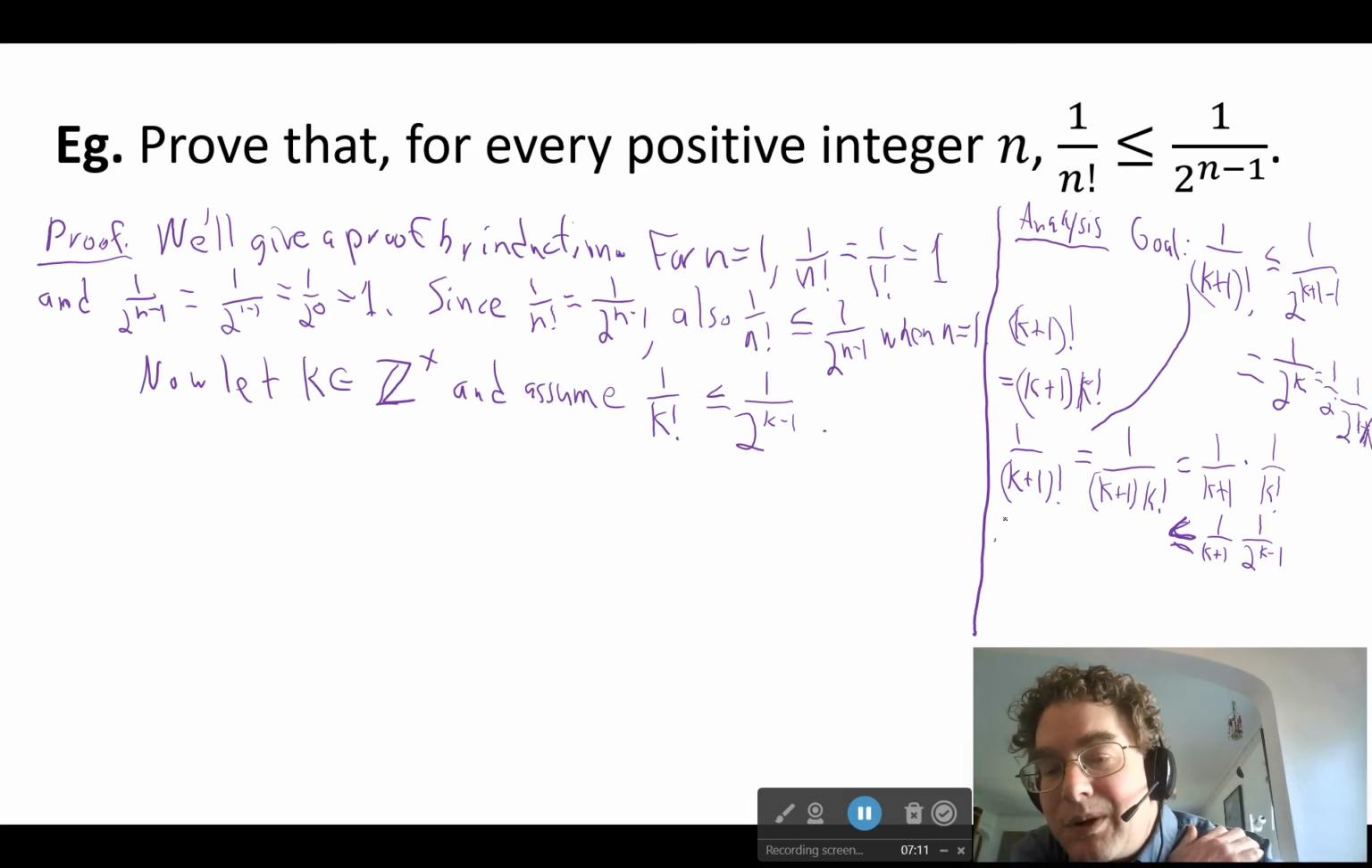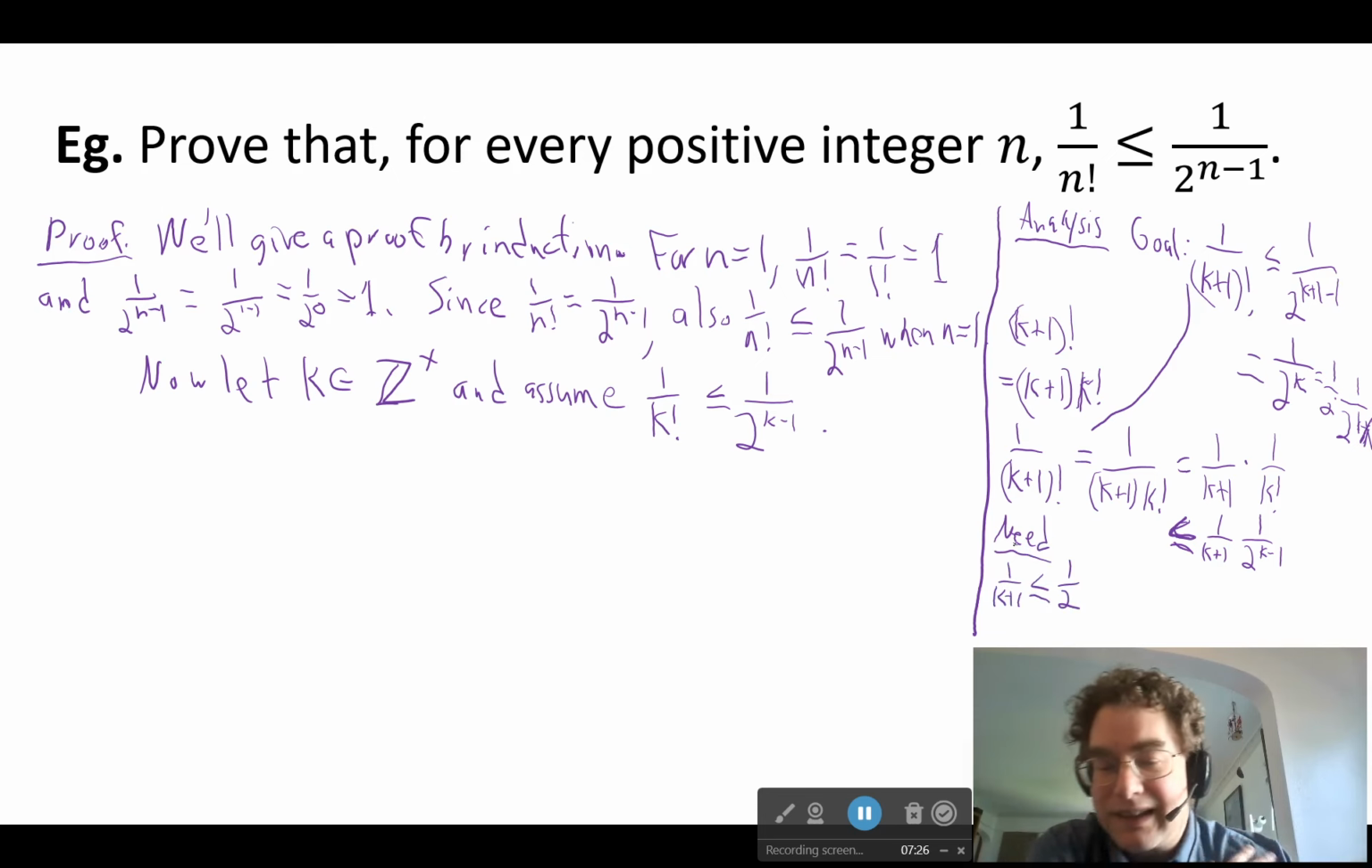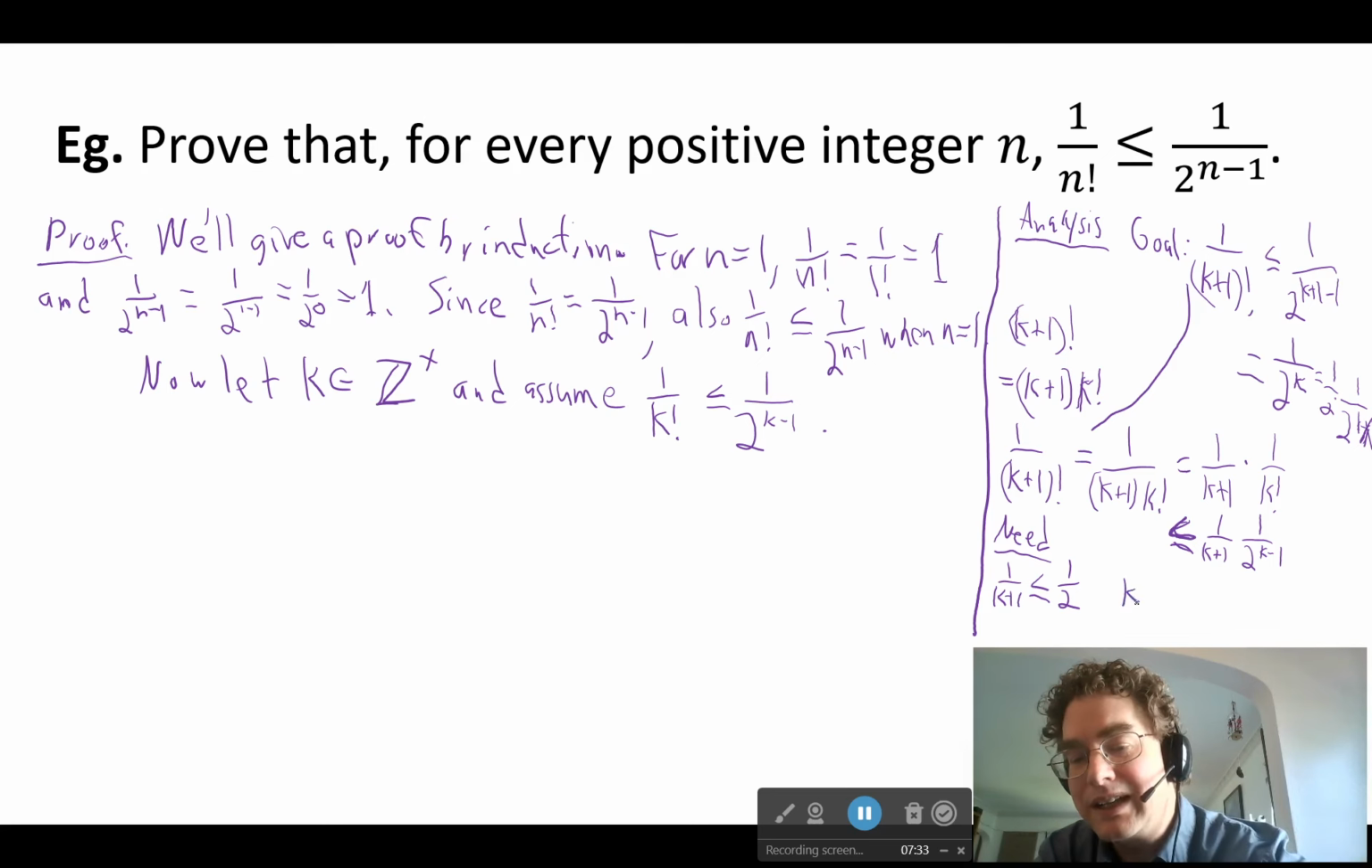Anyway, this is looking really good. So all I need at this point to get everything to go through is just that 1 over k plus 1 is less than 1/2, or less than or equal to even. And that's going to be true because k is a positive integer. I know k is greater than or equal to 1.